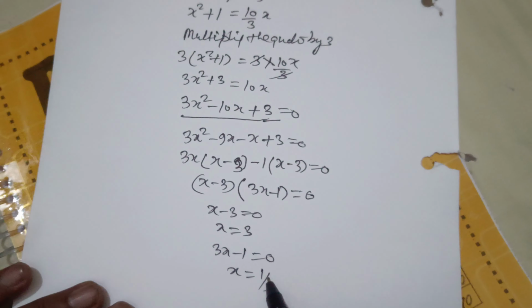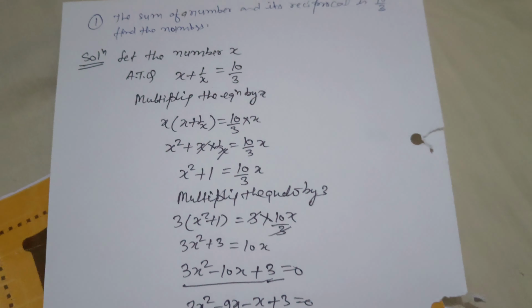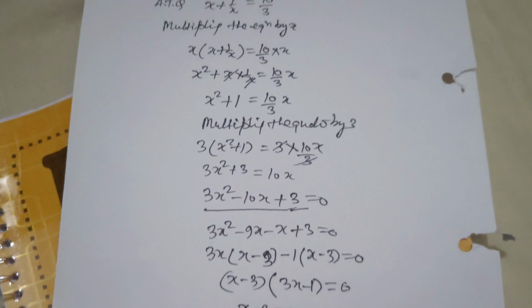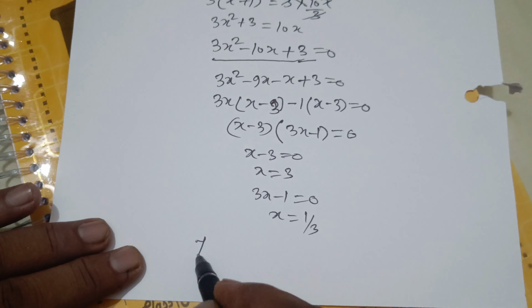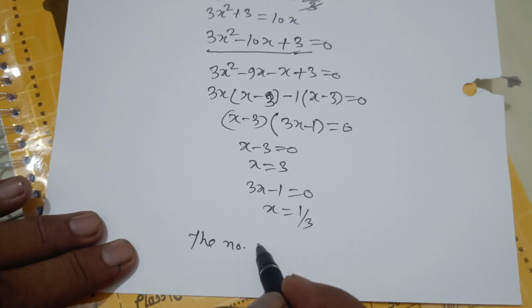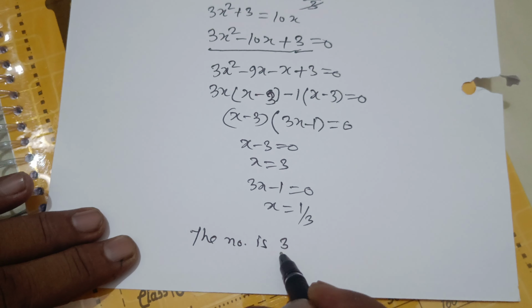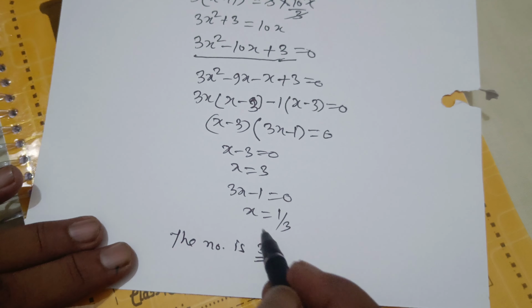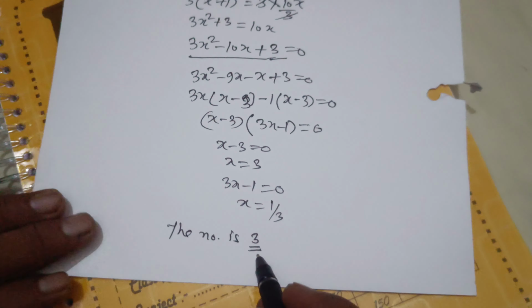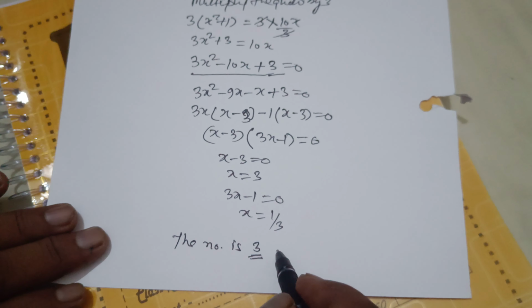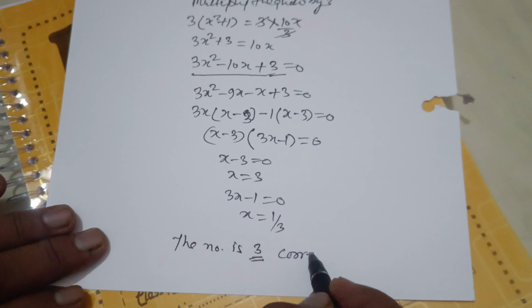So you see, you have to find the number. The number is 3, because you have to find the number. Number means the whole number. This is equal to 3. This is the correct answer. Okay, correct answer.